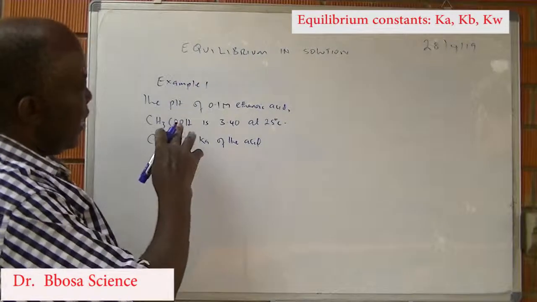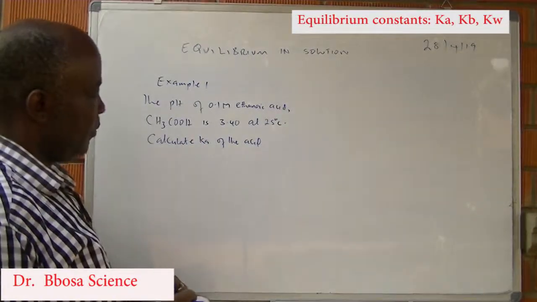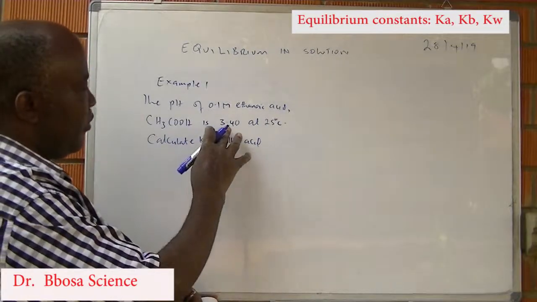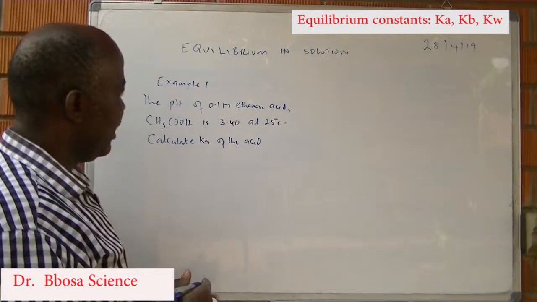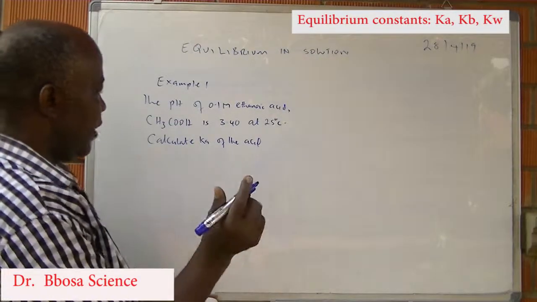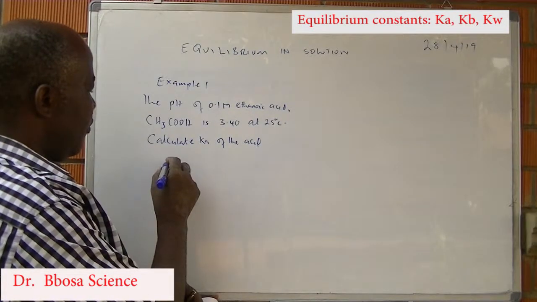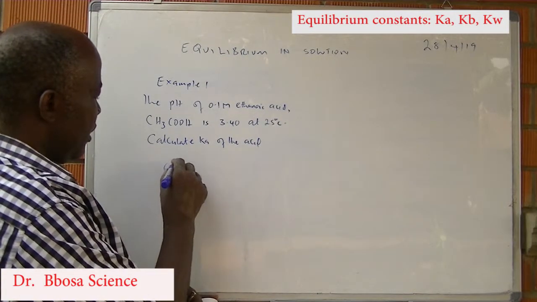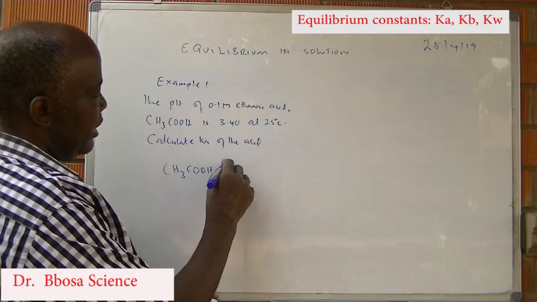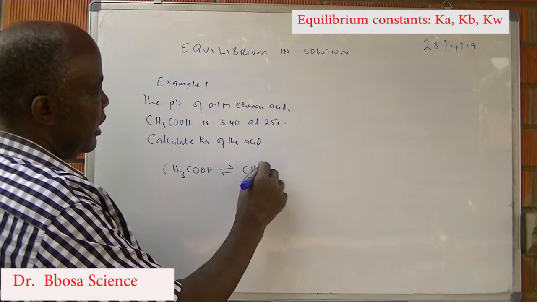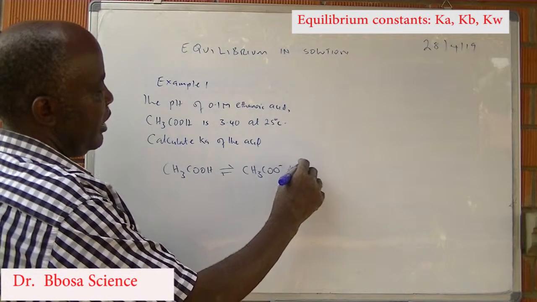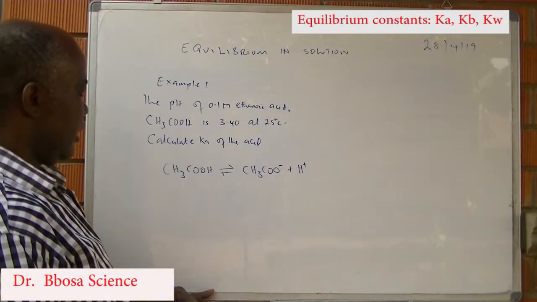Example 1, the pH of 0.1 molar ethanoic acid is 3.4 at 25 degrees Celsius. Calculate Ka for the acid. So we will first write the equation. Ethanoic acid ionizes to form ethanoate ions plus hydrogen ions.